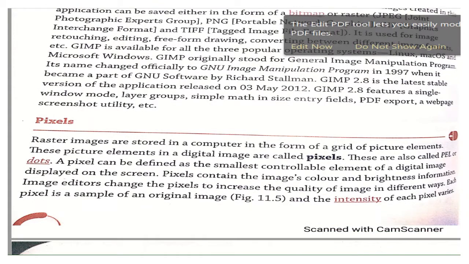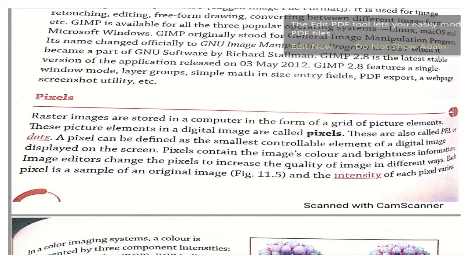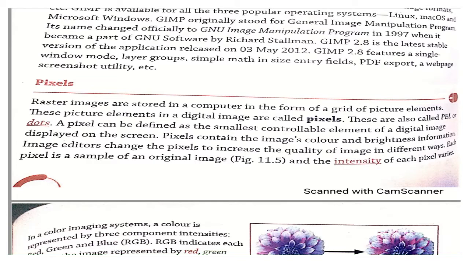Now what do you mean by pixels? Raster images are stored in a computer in the form of a grid of picture elements. These picture elements in a digital image are called pixels. They are also called PEL or dots. A pixel can be defined as the smallest controllable element of a digital image displayed on the screen. Pixels contain the image color and brightness information. Image editors can change the pixels to increase the quality of the image in different ways. Each pixel is a sample of an original image and the intensity of each pixel varies.